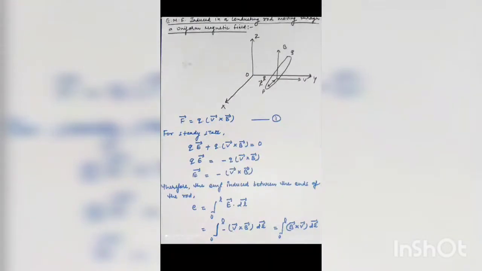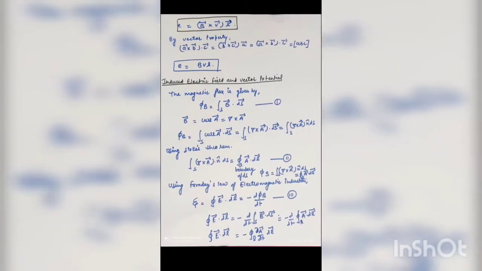Putting the value E equal to minus v cross B in this equation, the EMF induced between the ends of the rod will be e equal to minus the integral from 0 to L of v cross B dot dl. According to the vector property, A cross B dot C equals B cross C dot A, which equals the scalar triple product ABC, and the value of the induced EMF between the ends of the rod is BvL.